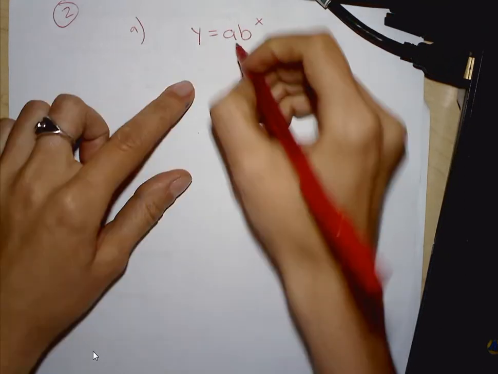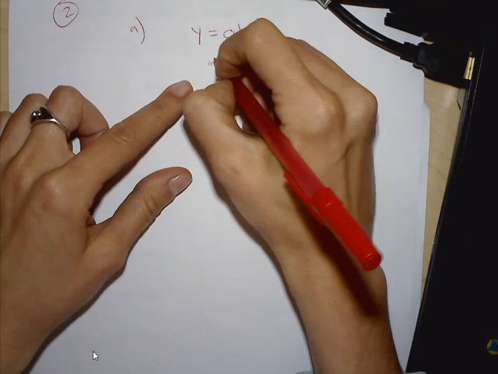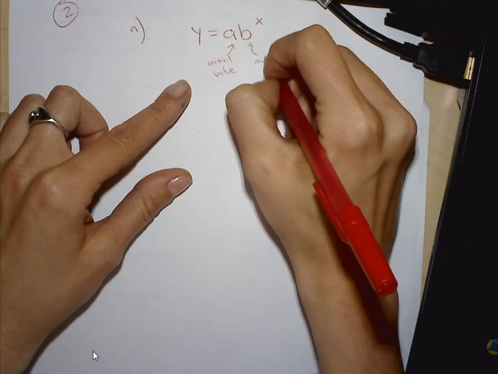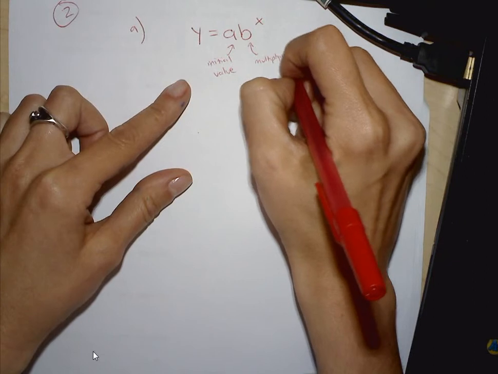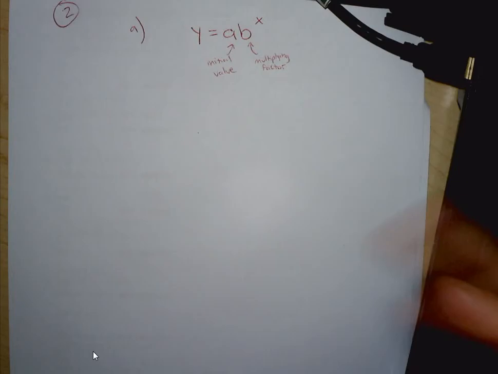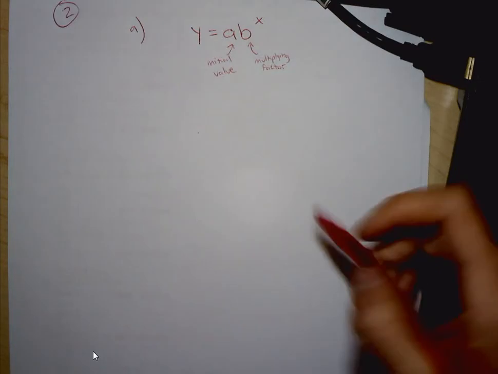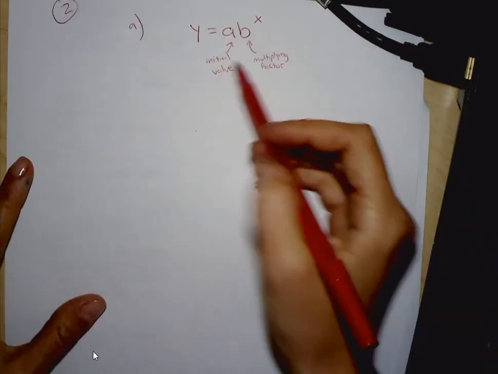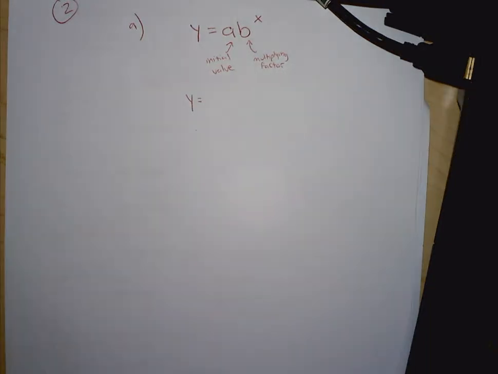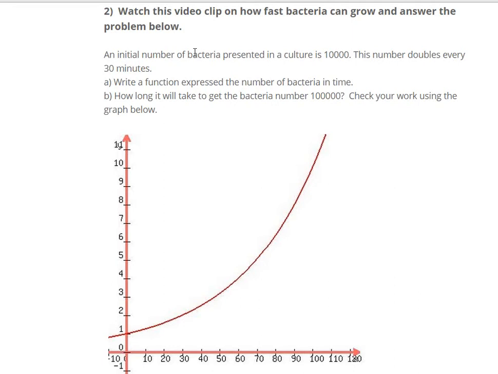Remember, a is our initial value. B is our multiplying factor, what we're multiplying each time. And then x is number of years or whatever, depending on the problem. So I have to figure out what my initial value is. So let me go back to the problem. An initial number of bacteria is 10,000. Okay, so I know that 10,000 is A.